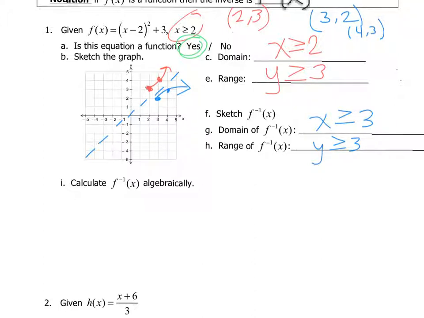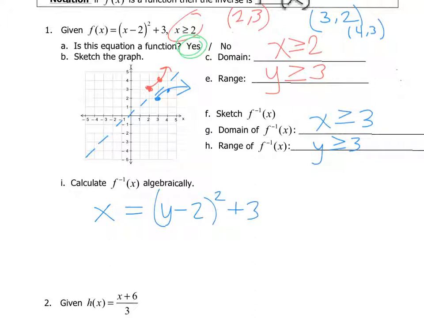To calculate it algebraically, we can just switch our x and y coordinates. So from our original function here, to switch the x and y coordinates, I would have x equals y minus 2 squared plus 3.